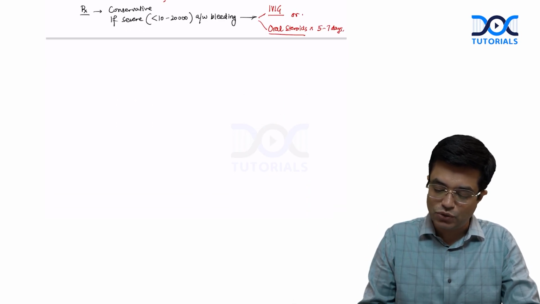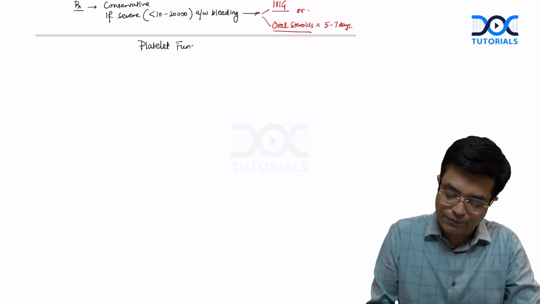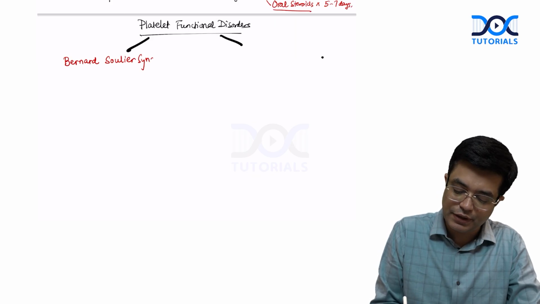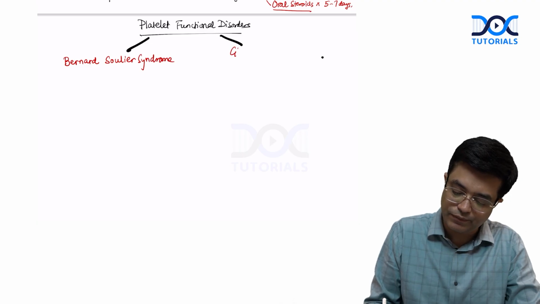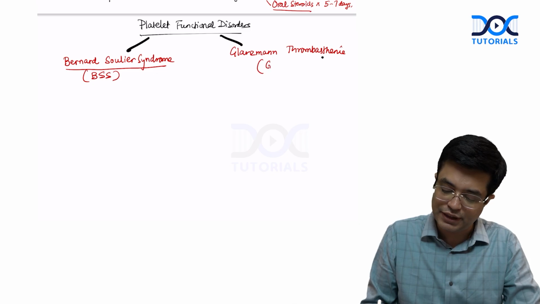Then we have the so-called platelet functional disorders. Two types of platelet functional disorders you already know. We have Bernard-Soulier syndrome and we have Glanzmann thrombasthenia. Bernard-Soulier syndrome, I'm writing it short as BSS, and Glanzmann thrombasthenia, I'm writing GT.